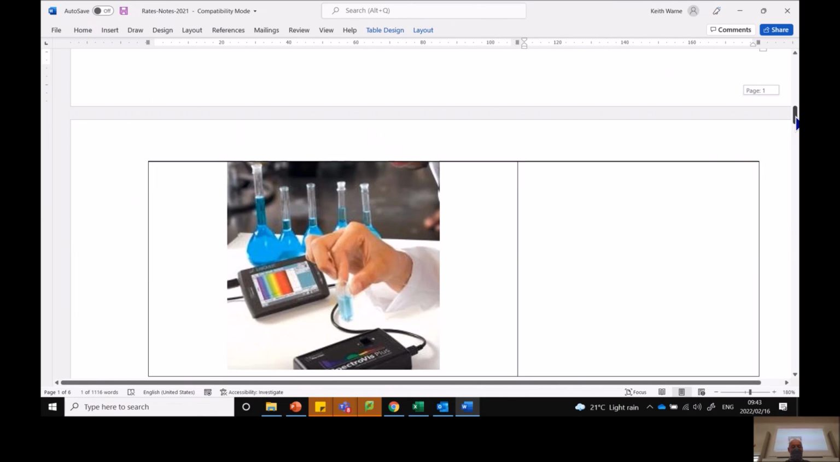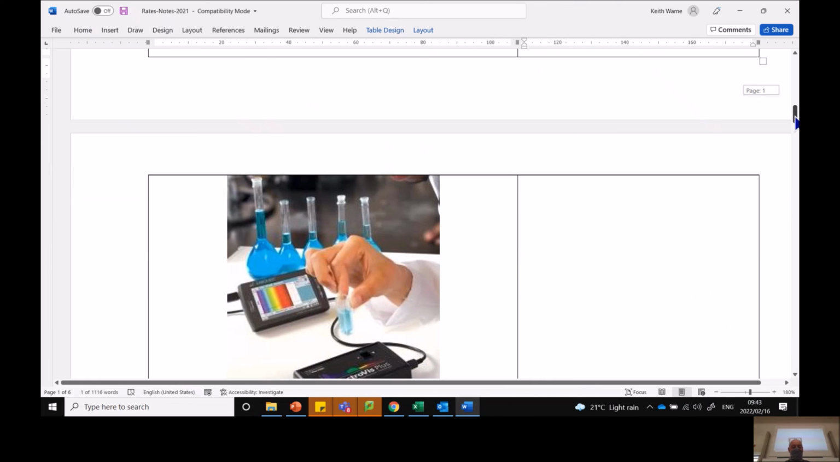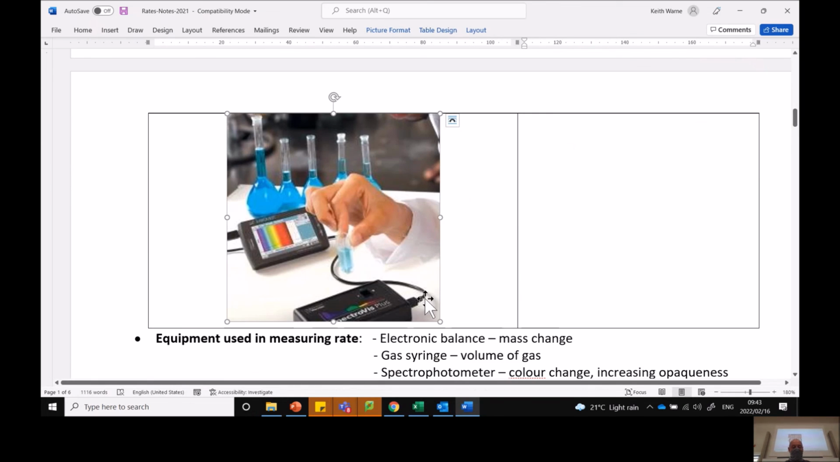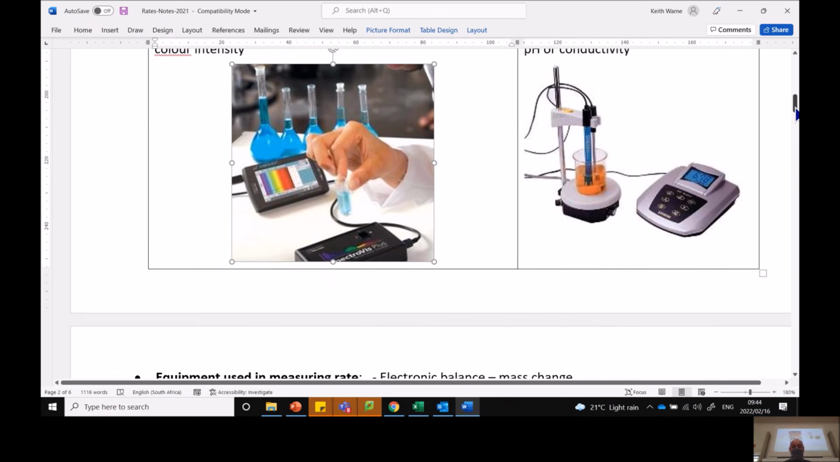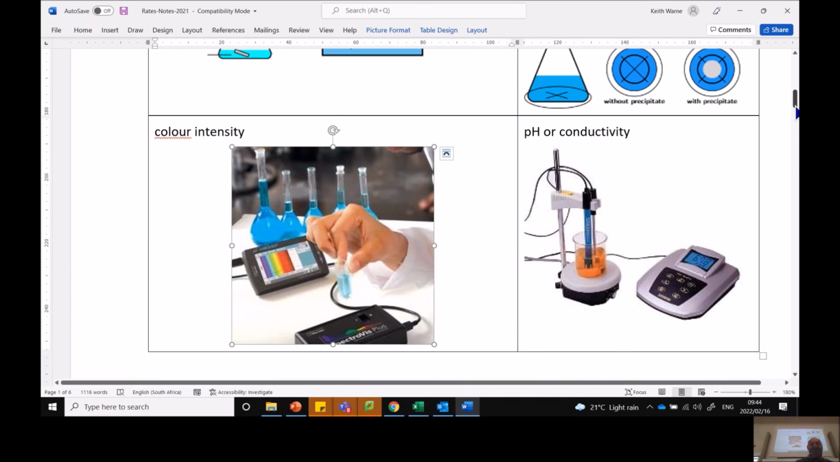Color intensity. This picture here is supposed to be on the previous page. I'll just make it smaller. Maybe we'll jump back up. Color intensity. Now, I'm a bit annoyed that this is in the notes, although I shouldn't be. I'll tell you why I'm annoyed.